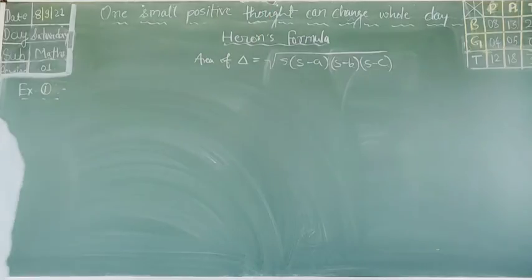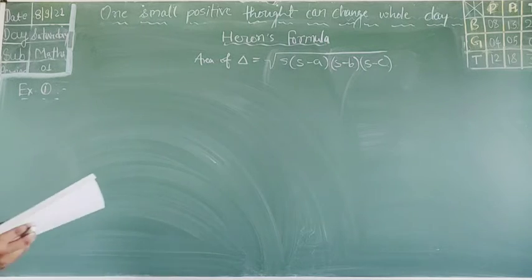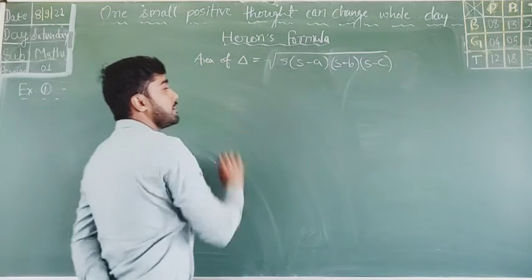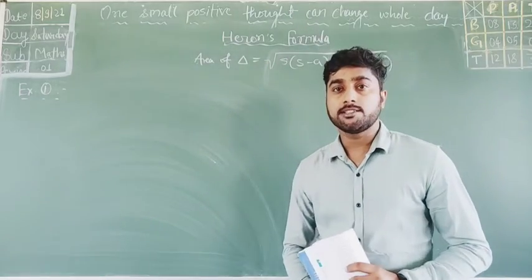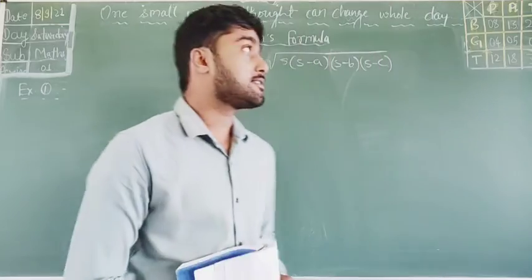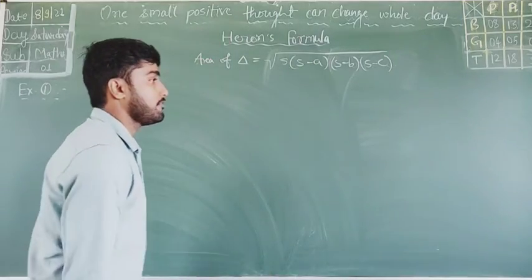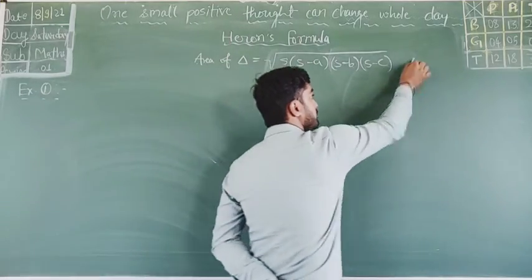We are doing chapter number 12 and in this chapter we will learn about Heron's formula. The area of a triangle, which we already learned in previous classes, is equal to half base into height. But in Heron's formula, suppose we have a triangle.